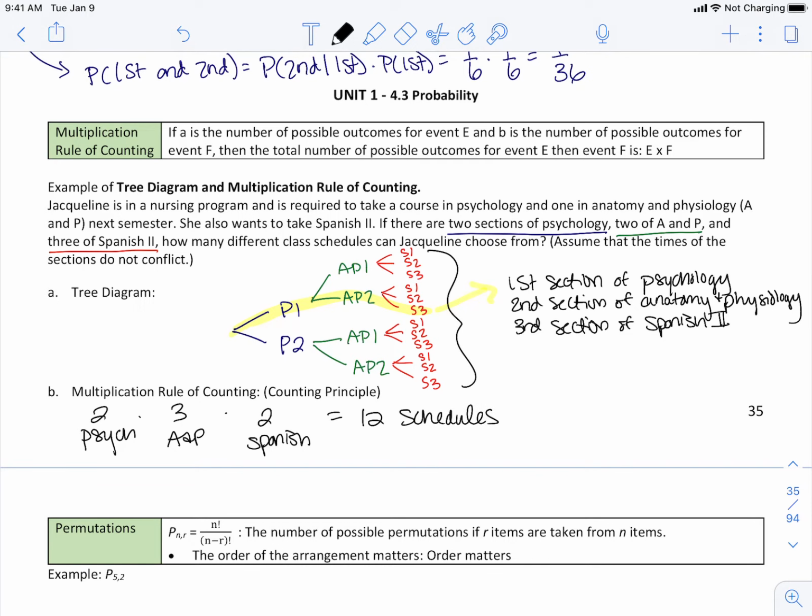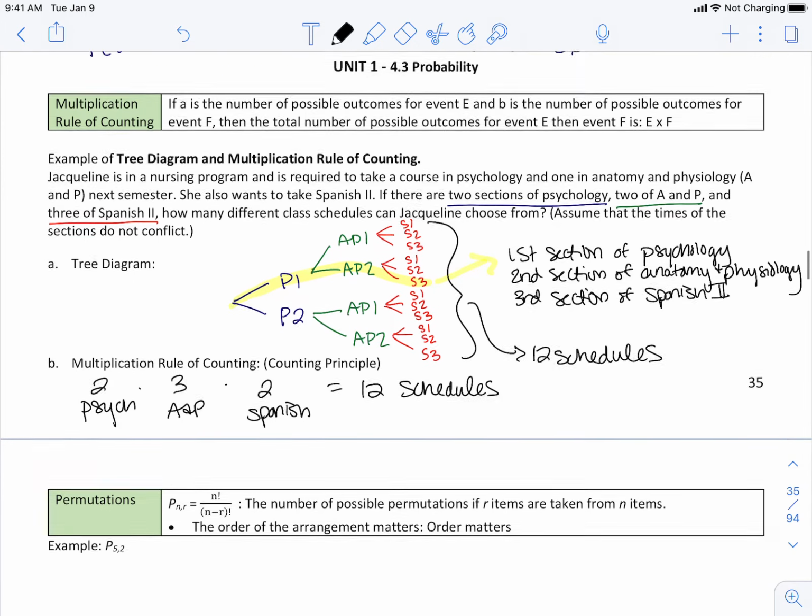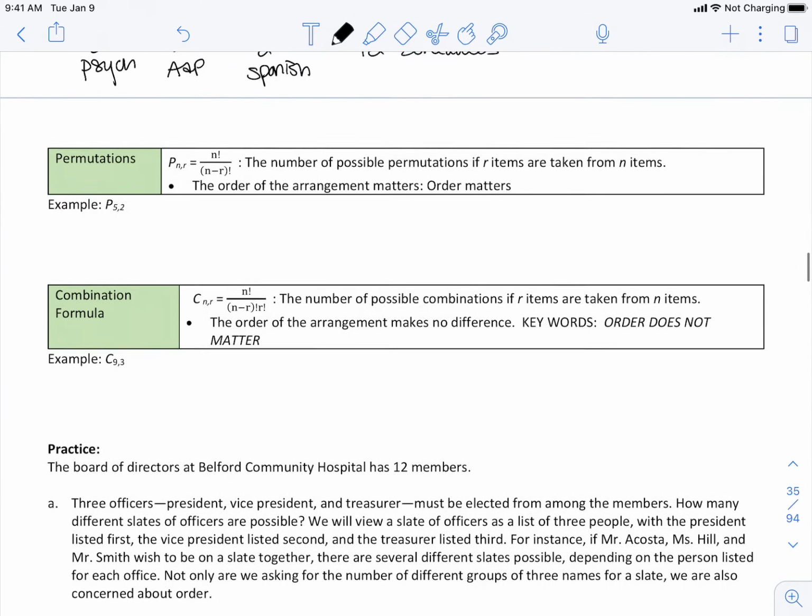And we can see that if I take the total here, this also comes out to give us 12 possible schedules of the different sections. All right, last thing remaining, permutations and combinations.